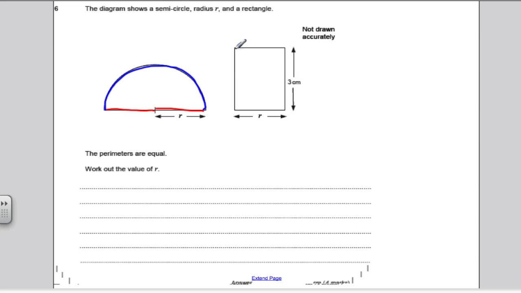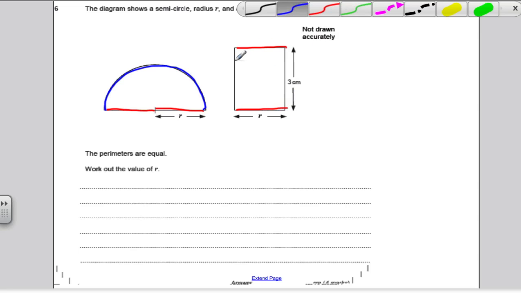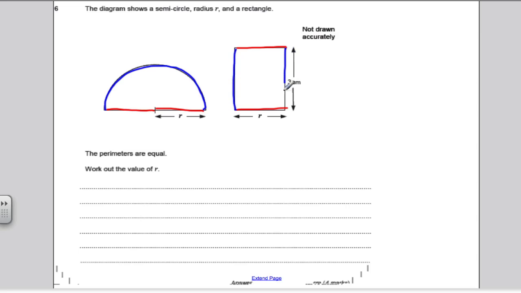And the perimeter of a rectangle is easy. Well, it's 2 lots of the width there plus 2 lots of the height there. Okay, so we're going to write expressions for the perimeter of the semicircle and the perimeter of the rectangle. And we're going to make them equal and then try and work out R. Now remember that the circumference of a whole circle is given by the formula 2 pi r. 2 times pi times the radius.